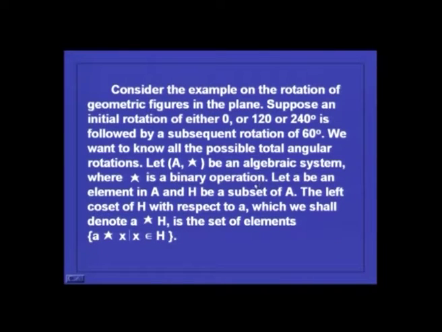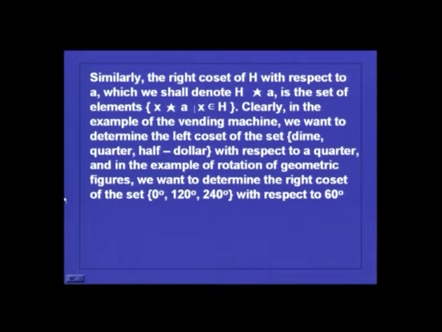I shall repeat this definition. Let (A, star) be an algebraic system where star is a binary operation, and let a be a particular element of A and H be a subset of A. Then the left coset of H with respect to a is defined as a star H, and it consists of the set of elements a star x, where x belongs to H. Similarly, the right coset of H with respect to a, denoted as H star a, is the set of elements of the form x star a, where x belongs to H.